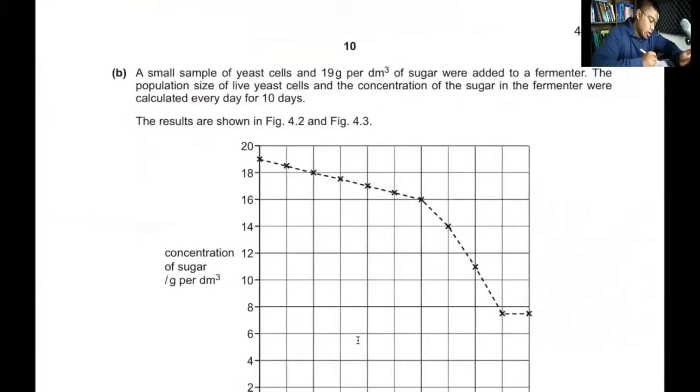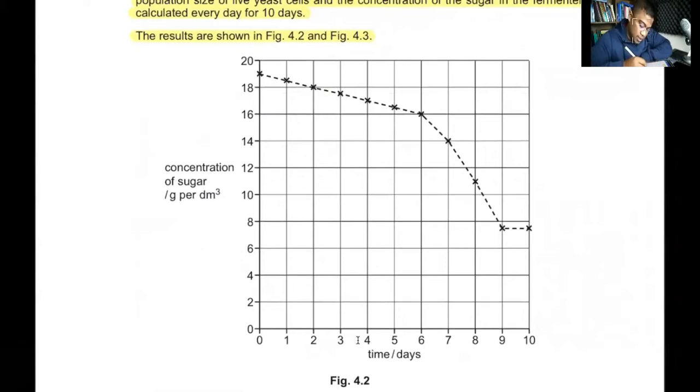Moving on. A small sample of yeast cells and 19 gram per dm cube of sugar were added to a fermenter. The population size of the live yeast cells and the concentration of the sugar in the fermenter were calculated every day for 10 days. The results are shown in figure 4.2 and figure 4.3. So we can see as the number of days increases, concentration of sugar from 0 to 6 days decreases gradually. From 6 to the ninth day decreases rapidly. And then from ninth day to 10th day, it stops decreasing in concentration.